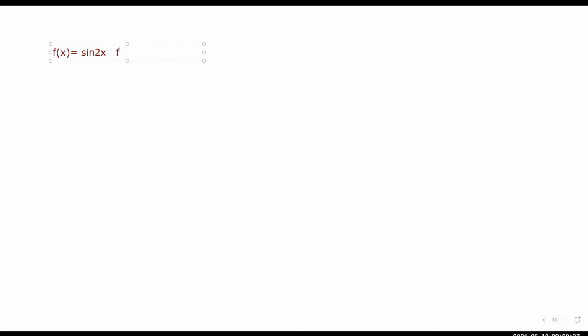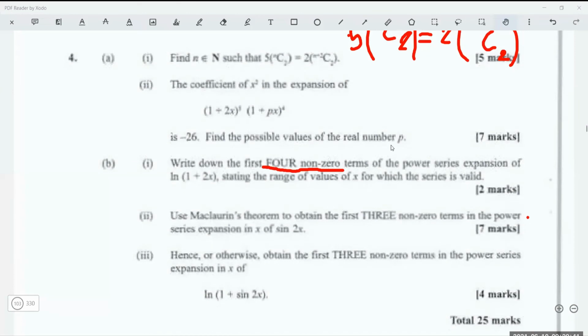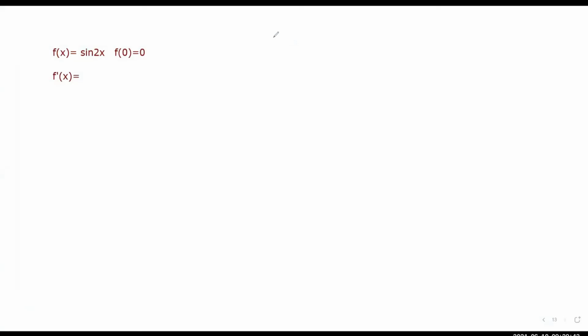So we know that f of 0 is just going to be 0. We know that f prime of x is going to be, when you differentiate sine, how many non-zero terms do they say they want? They want 3. All right, they want 3. So we need to differentiate this about 5 times to get 3 non-zero terms. We differentiate sine 2x, we get 2 cos 2x. And so f prime of 0 is equal to, put in 0 here, 2. Then f double prime of x is going to be negative 4 sine 2x.